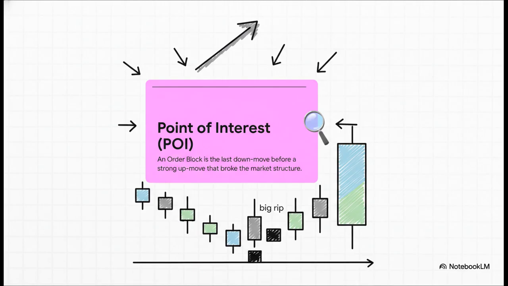Okay, so the trend's confirmed. Now, where do we actually look to get in? Well, that brings us to our point of interest, or POI. And the main one for this strategy is something called an order block. It's that last little down candle right before the big explosive move that broke the market structure. That's our spot. That's our high probability zone.